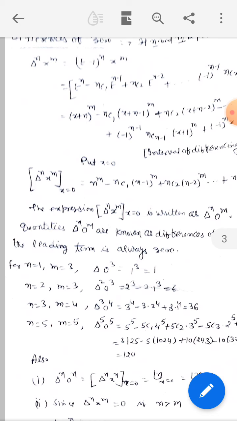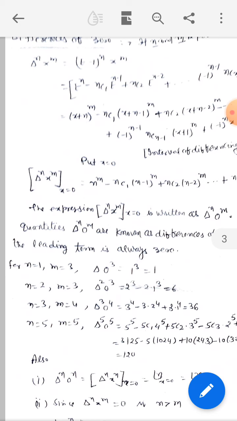This is equation 1. The expression of the n-th forward difference of x to the power m at x equal to 0 is written as Δⁿ 0^m. These quantities are known as differences of 0, because the leading term is always 0.